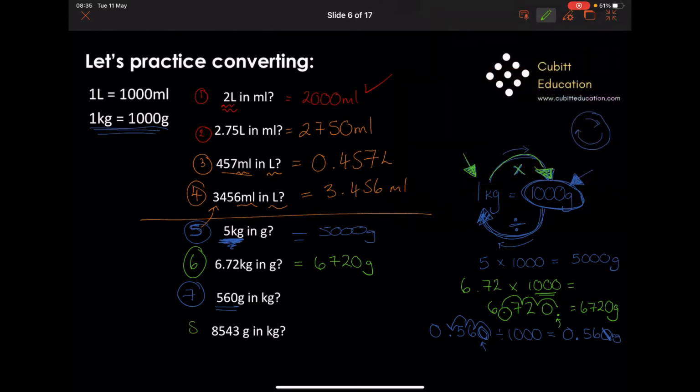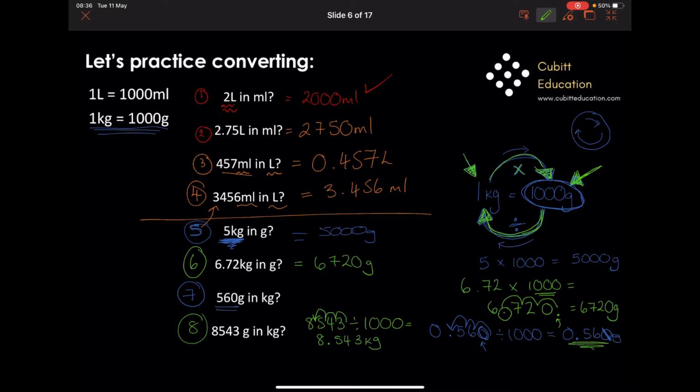And our last one, question 8. 8,543 grams in kilograms. We're going to go from this side as we've just been doing. Okay, we're in grams, 8,543, and we need to get to kilograms. So we're going to divide by 1,000. Okay, so let me write that here. 8,543 divided by 1,000. And again, when we divide, we go back 3 decimal places, 1, 2, and 3. So 8.543 kg. And we must keep all the numbers in there because none of them are zeros.